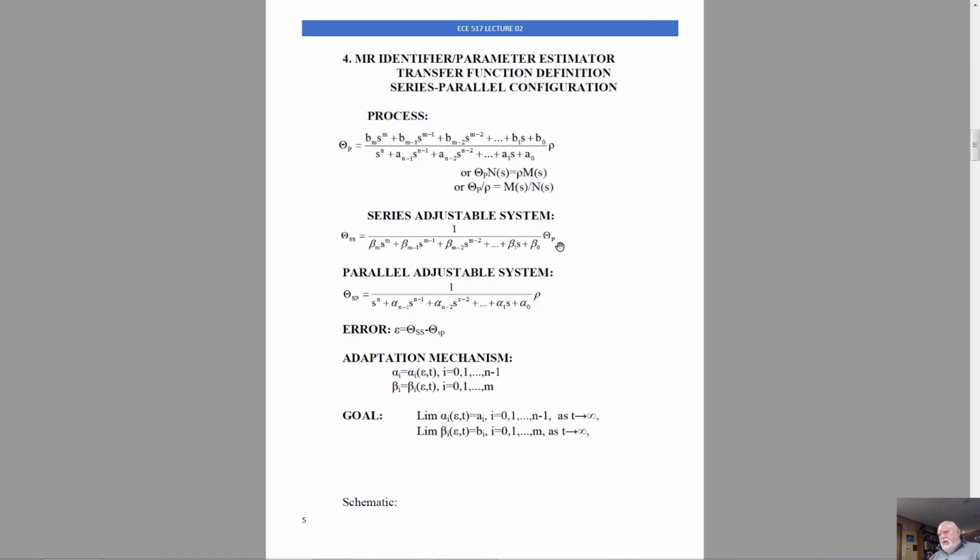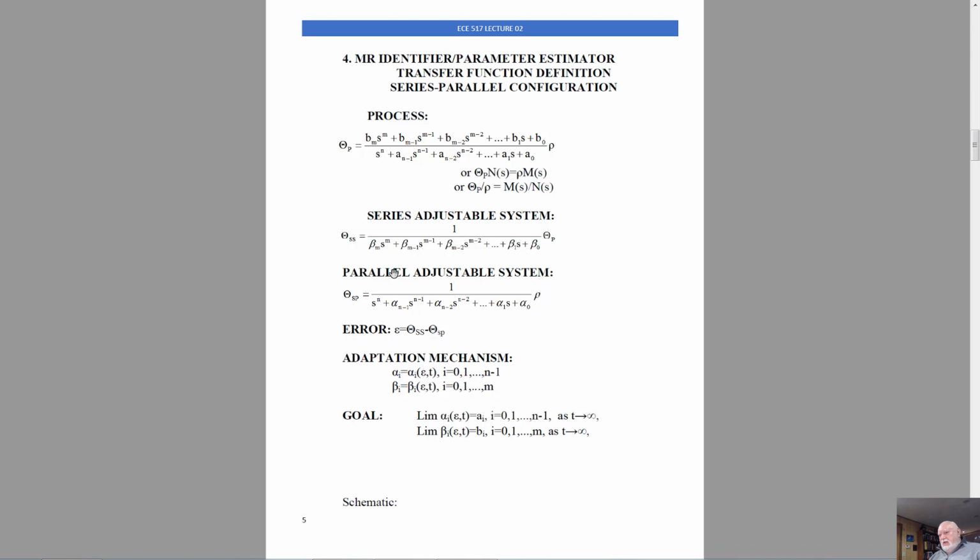Now, the input for this transfer function is the output of the reference model, theta p, or output of the process. The output of the series adjustable system is theta of the series system, we call it. You also can realize that if parameters beta are properly defined, then this series component will cancel the numerator of the process. And what will be left? What will be left is 1 divided by the denominator of the process. And that's exactly what we want to accomplish if parameters alpha are properly defined.